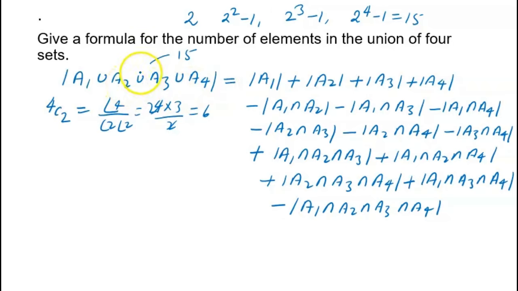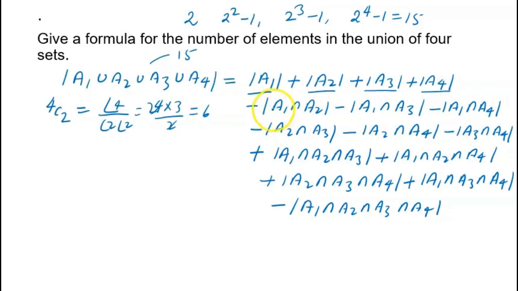So the idea is that if I am taking the union of n number of sets and counting the number of elements in that, first we take one of them at a time. So here we have 4 of them. So a1 plus a2 plus a3 plus a4, and this is the number of elements. So don't confuse that we are adding the sets, we are adding the number of elements in the sets. Then we take two of them at a time, so there are 6 pairs. So a1 intersection a2, a1 intersection a3, a1 intersection a4.